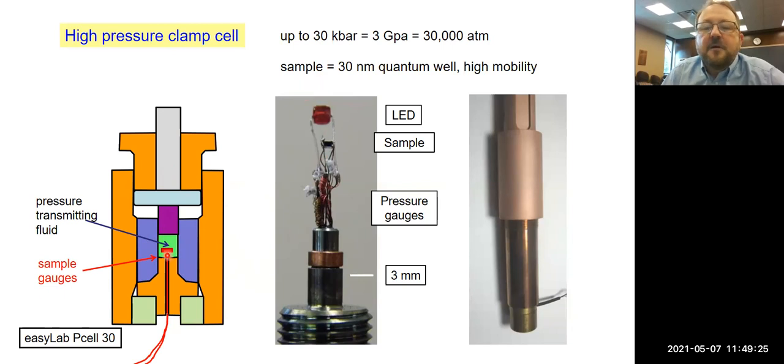And the sample that we're going to be using would be a standard high mobility 30 nanometer quantum well, in which the fractional quantum Hall state at 5.5 is known to be the strongest, a sweet spot for this. I'm not going to spend more time on how the setup works, but we have pressure measuring devices, pressure gauges, and we actually also have a little LED inside this pressure gauge.